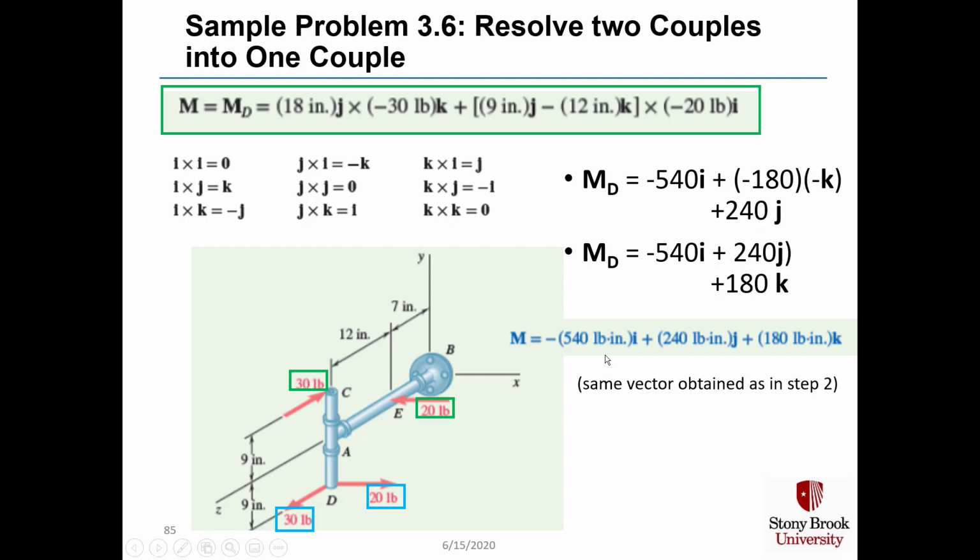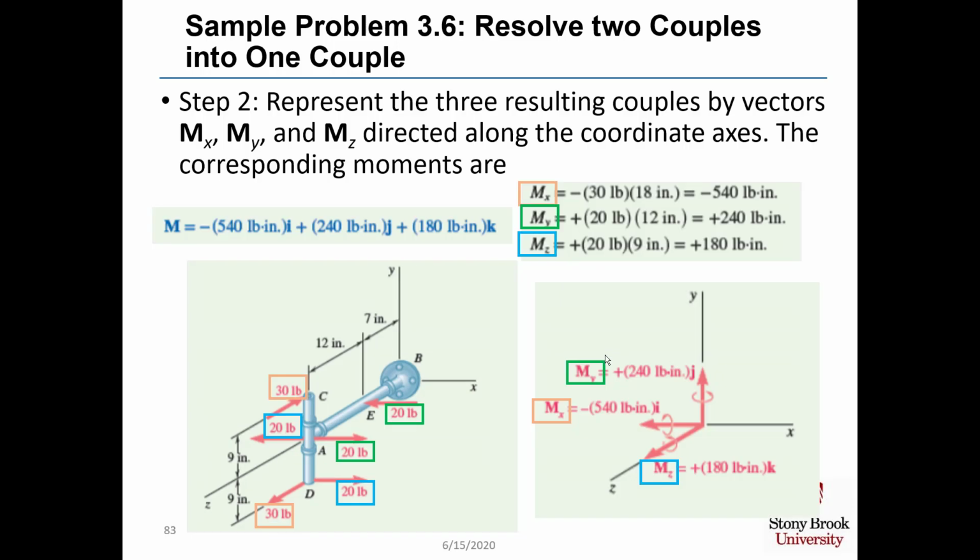And if we look at what vector we get, minus 540 I plus 240 J plus 180 K, that's the same vector that we did get in step 2.